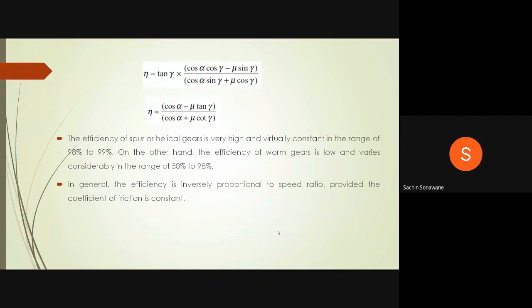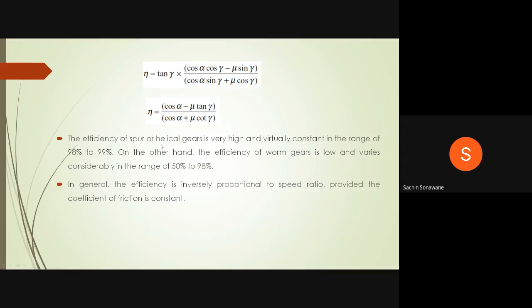Therefore, efficiency eta is equal to tan gamma into bracket cos alpha cos gamma minus mu sin gamma divided by cos alpha sin gamma plus mu cos gamma. Efficiency is equal to cos alpha minus mu tan gamma divided by cos alpha plus mu cot gamma.